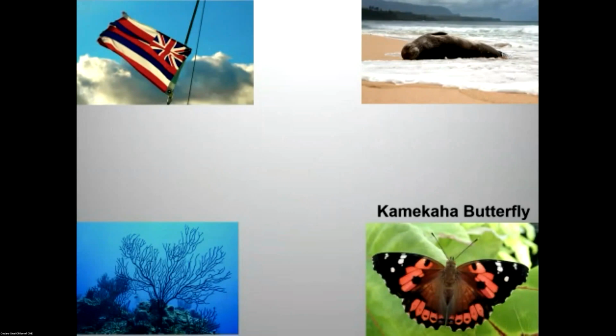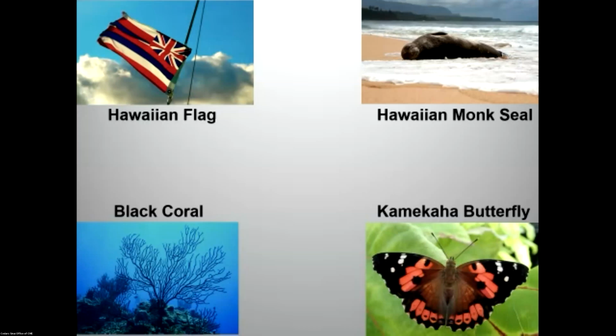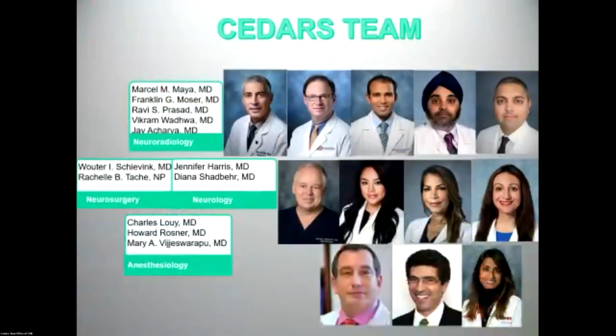I want to start out with a few things that you might be familiar with or not. This is the official state butterfly, Kamehameha. This is black coral unique to Hawaiian waters. This is a very rare Hawaiian monk seal. And the Hawaiian flag has 8 stripes, one for each island, 8 islands. Anyway, this is the team photo. You saw this.